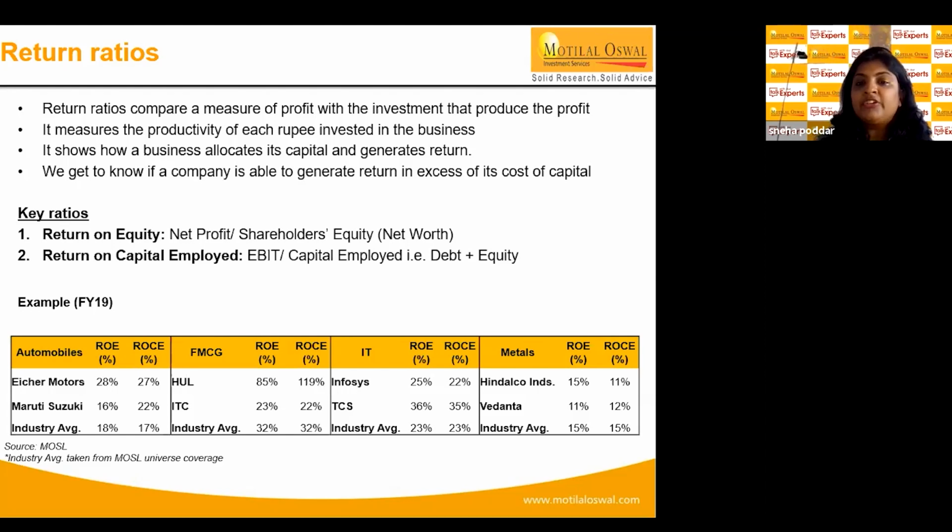And then return ratios in case of say infra, metals and all, they are much depressed. They just manage to somehow reach 15%, and in many years sometimes they don't even manage to reach 15%. So for these metal and infra companies, it shows that they are not meant for a very long investment cycle. They are more of a cyclical play, and one should look at these companies from a medium term perspective and not from a very long term perspective.